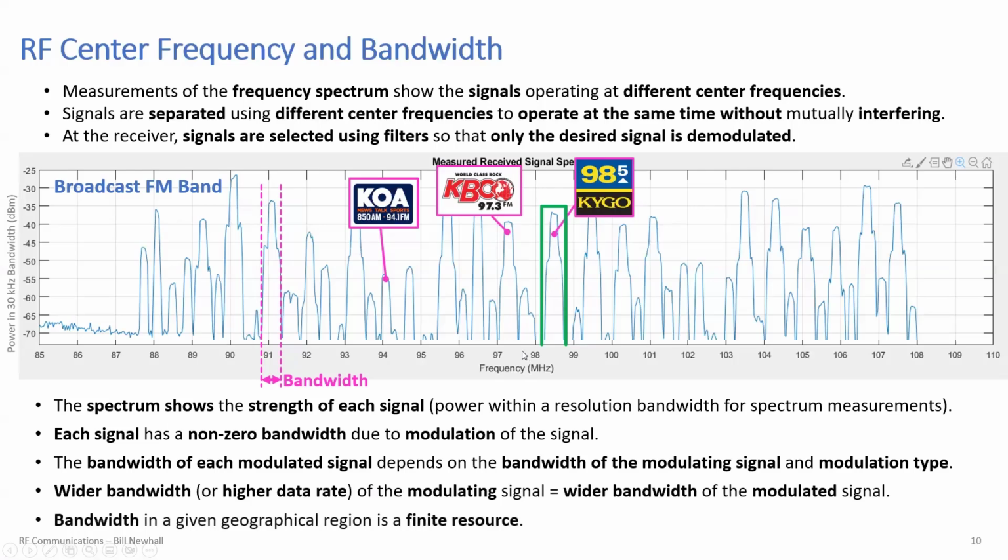And bandwidth within a given geographical region, let's say your hometown or Boulder, is a finite resource, right? So here's the FM band. You can't put infinite radio stations in here, right? Because each radio station takes up a finite bandwidth. There's only so much of the band you can use for FM radio. So it's a finite resource. So it all has to be managed.